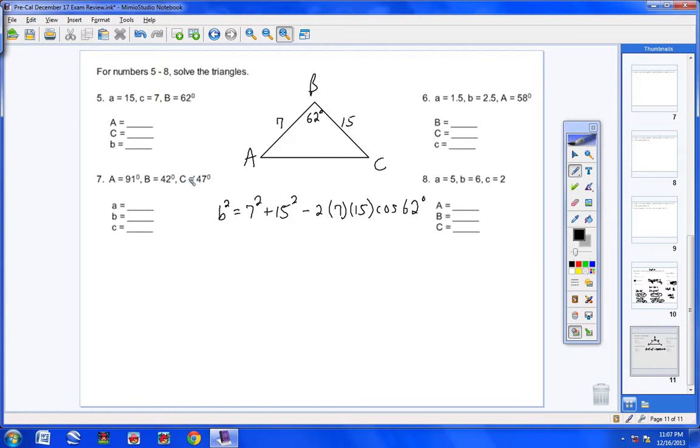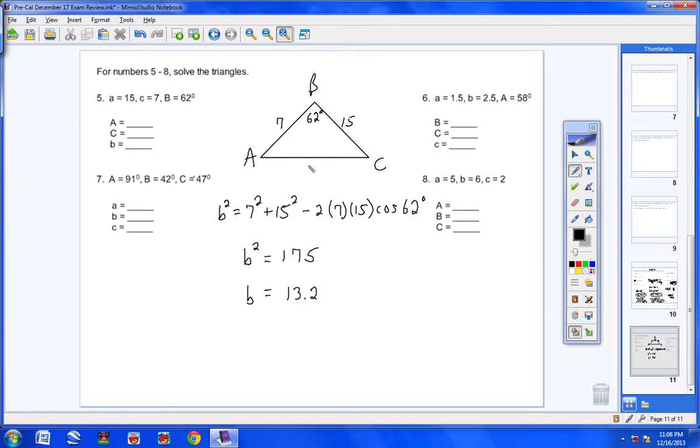Now, let me look at my notes here. I've already typed this into my calculator ahead of time, or on an answer sheet here. And so I know that when I type this entire expression into my calculator, I'm going to get out 175. And then when I take the square root of both sides, I will get b equals 13.2.